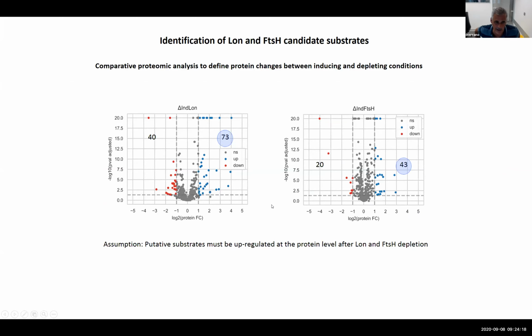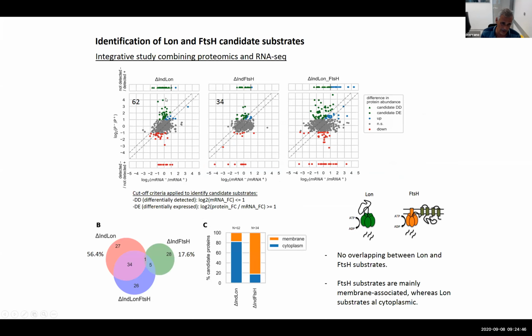Then we wanted to know which are the targets of LON and FTSH. For this, we did mass spec analysis of the proteins before depleting the protease and after. And you find with LON, there are 73 proteins upregulated when you knock it out. With FTSH, there are 43 proteins significantly upregulated. Interestingly, there are some proteins downregulated, but when you look at the RNA levels, we found that there are some proteins which are fully upregulated with no change in RNA. Those will be the real targets of LON.